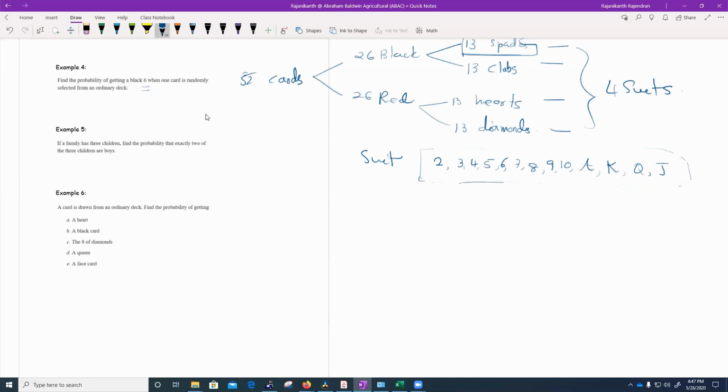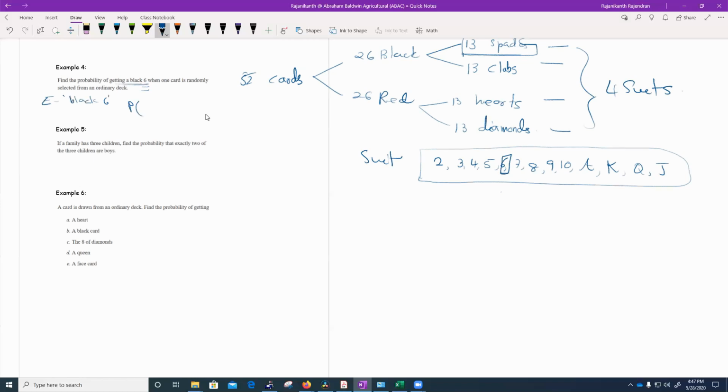So the question is now, what is the probability of getting a black 6? Remember, there are 26 blacks. Among those 26, for each suit, there are 13 of them. For each 13, there is only one 6. Therefore, in both spades and clubs, we will have together two 6s. So there are two sixes. If you want, you could denote your event E as getting a black 6. So this is my event E. They're asking us to find the probability of that event.